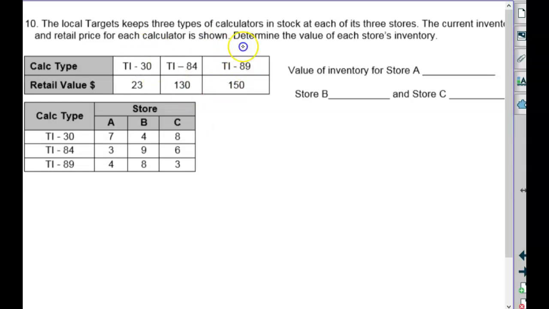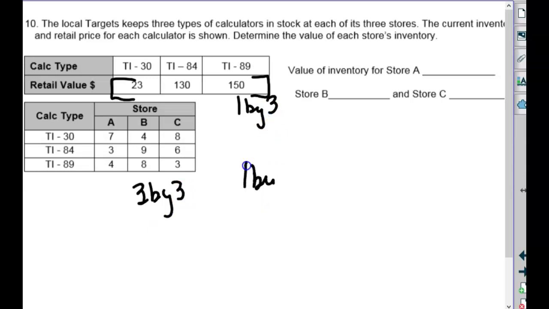What size is this matrix up here? It is a 1 by 3. And this matrix down here is a 3 by 3. Okay, but we got a problem. Because, well, I don't think we do, but we need to check that it works. What order would we have to do it in? 1 by 3 times the 3 by 3. Okay, but we need to make sure the labels match up.